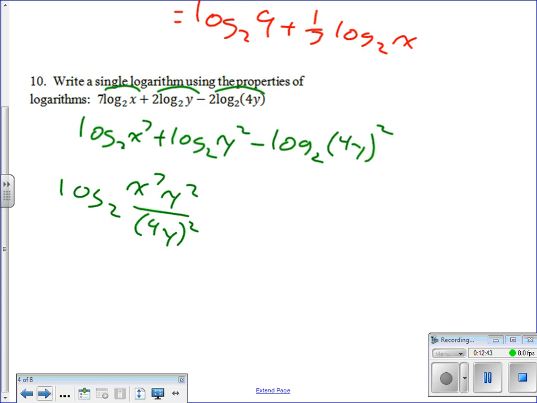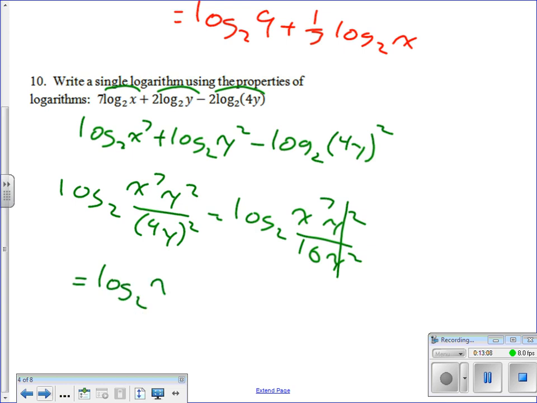Now look at this. Can I simplify this? Yeah, I can take 4y and square it. 4 squared is 16. y squared is y squared. And then what happens to my y squareds? They cancel out. And I get log base 2 of x to the 7th over 16. Yes, you do want to try to simplify things as much as you can. Okay. Questions before we move on?